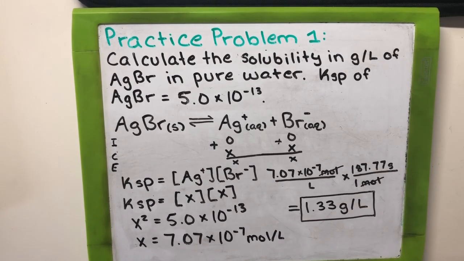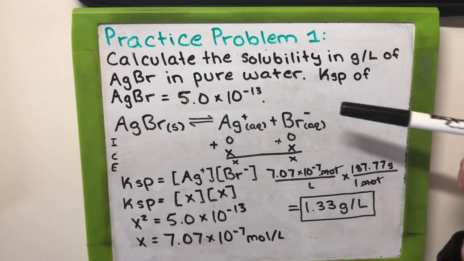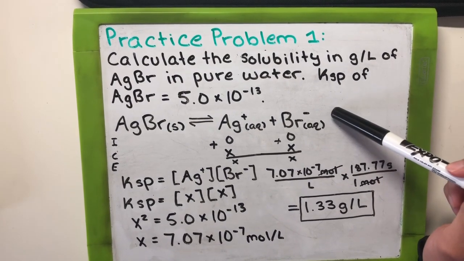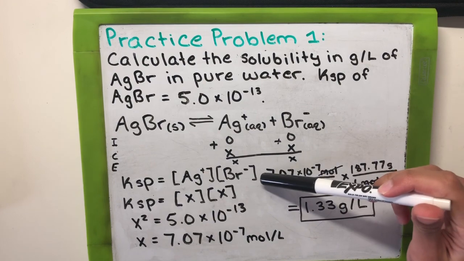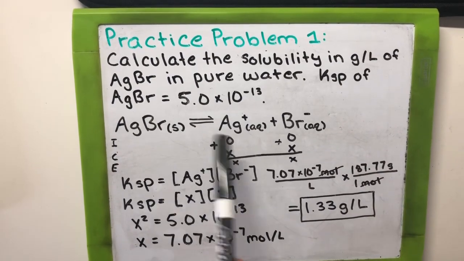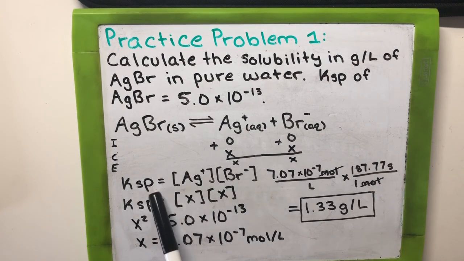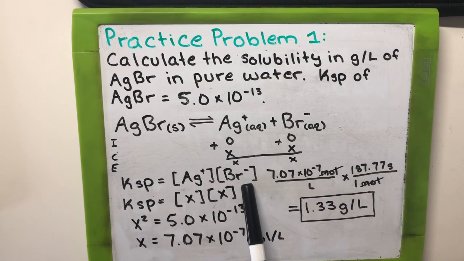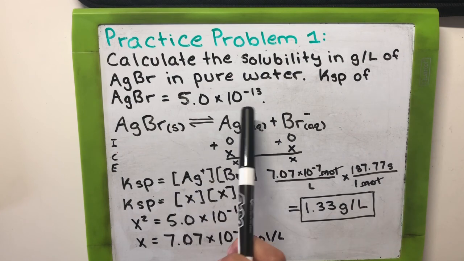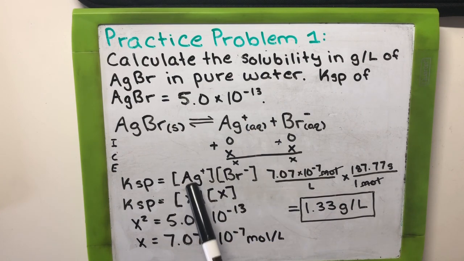In our first practice problem, we will be calculating the solubility of silver bromide in pure water. The KSP of silver bromide is 5 times 10 to the power of negative 13. So the first thing we want to do is write our dissociation equation. From our dissociation equation, we can then write our equation for the KSP. Because the equation is 1-to-1, our KSP equation is going to be the concentration of silver multiplied by the concentration of bromine. Now, although we're given the KSP, we are not given the concentrations of silver and bromine.